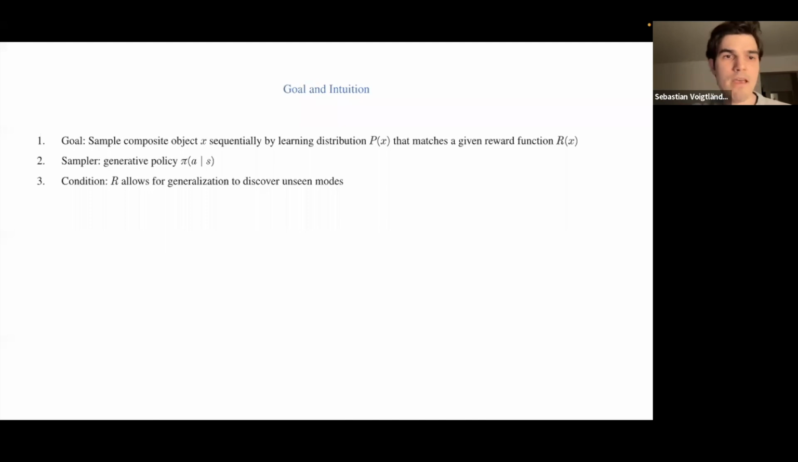The condition under which this works is, of course, that the reward function allows for generalizing to discover unseen modes. If it's completely unstructured over the object space, then GFlowNets won't benefit from parameterizing a function that may be able to generalize. Other competing methods such as MCMC will work maybe just as well, but if the problem can benefit from function approximation and thus generalizability, it might be useful to use this approach.